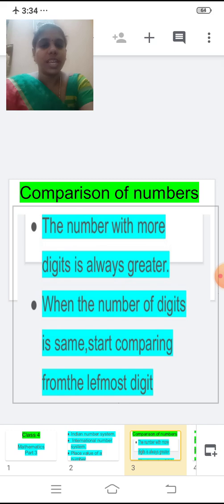Very good. So the number with more digits is always greater. When the number of digits is same, start comparing from the leftmost digit. When the number of digits are same, you have to compare from the leftmost part.